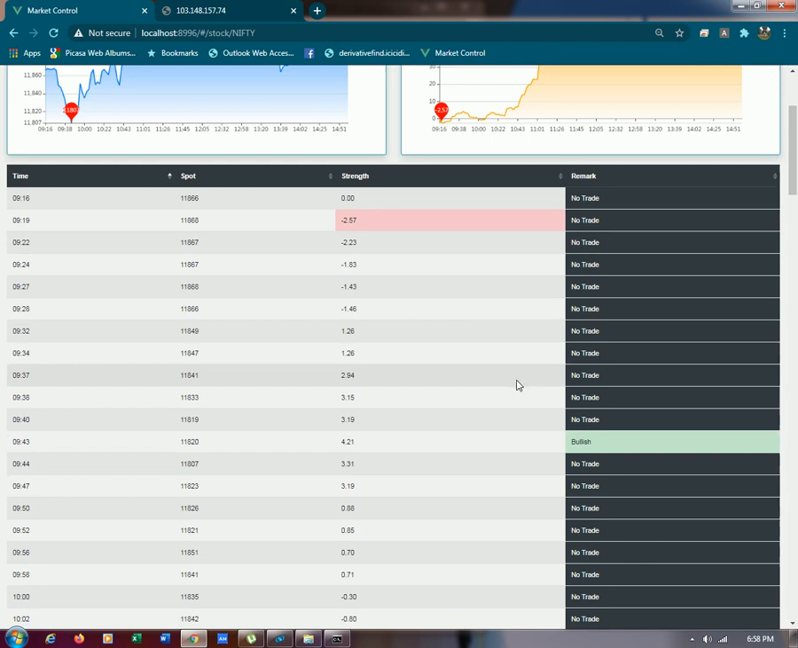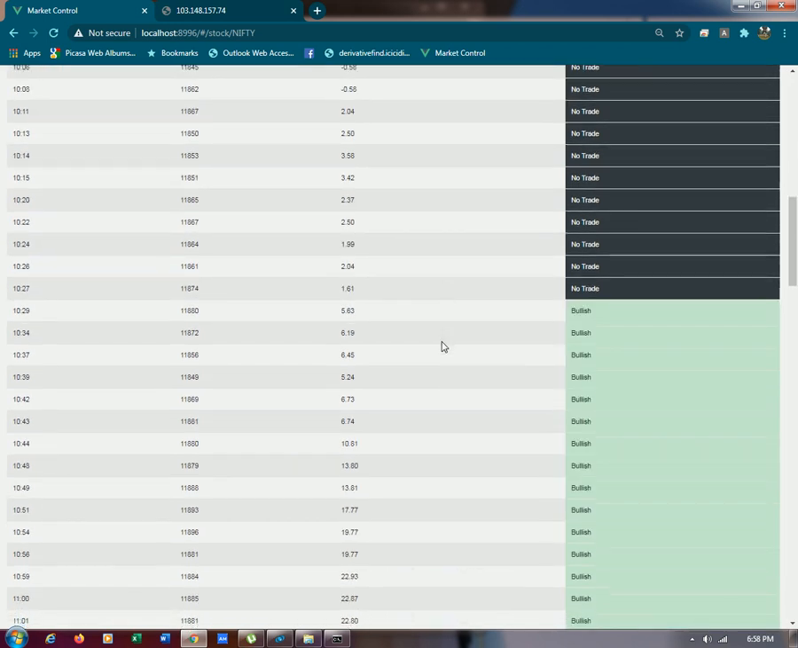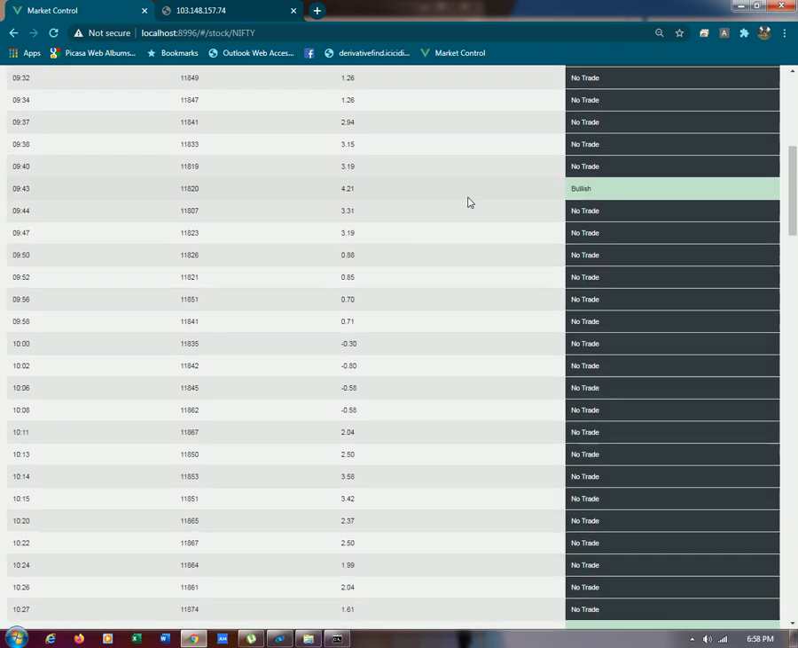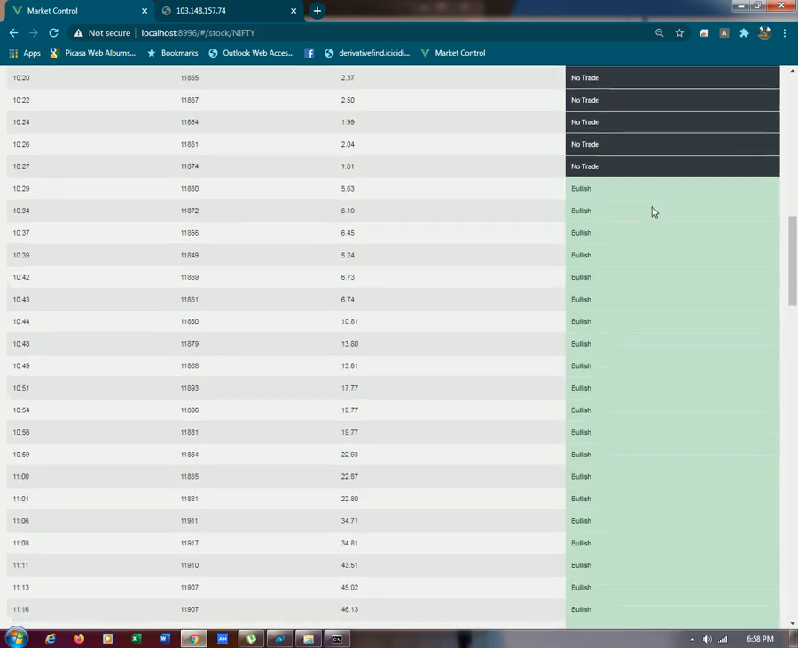I repeat, in column number 3, if red color is stopped, selling is stopped, so you have to take buy positions. And if green color is stopped like this, you have to enter sell positions. So that is the way of using column number 3. And column number 4 gives bullish or bearish trends. So when both column number 3 and 4 give the same direction, it will be a safe trade.